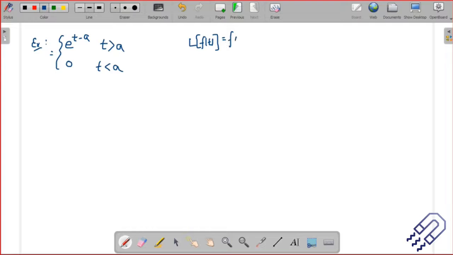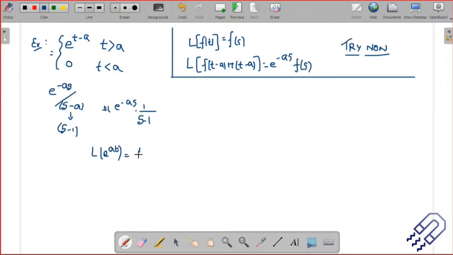If you want to use the second shifting theorem, this will be f of t minus a, h of t minus a, equal to e to the power minus as Fs. That is equal to 1 divided by s minus a, and here it's t minus a. The function is nothing but e to the power t, a is 1 here, so it will be s plus 1. So the Laplace transform of e to the power 1t is 1 divided by s plus 1. So this should be your answer.